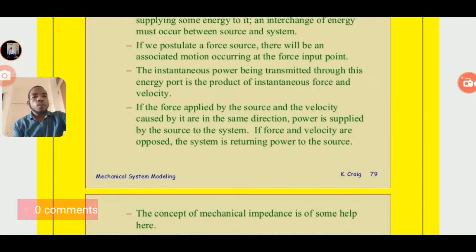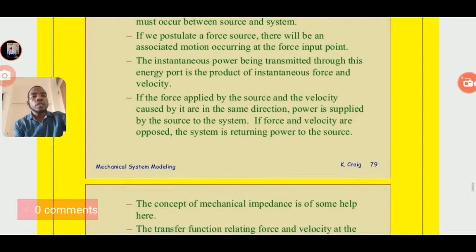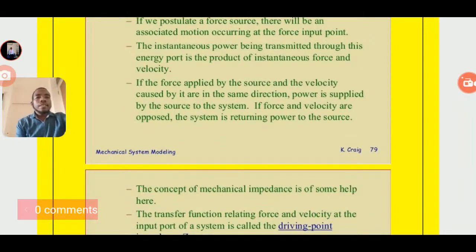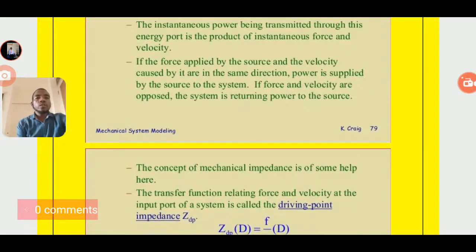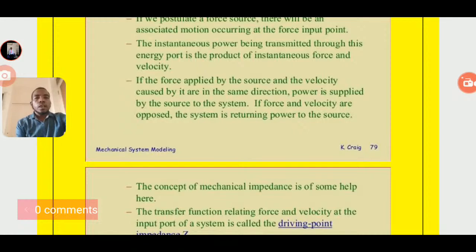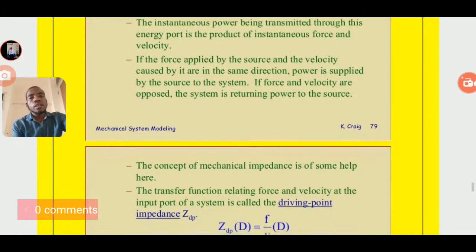If we postulate a force source, there will be an associated motion that occurs at the force input point. The instantaneous power being transmitted through this energy port is the product of the instantaneous force and the velocity.